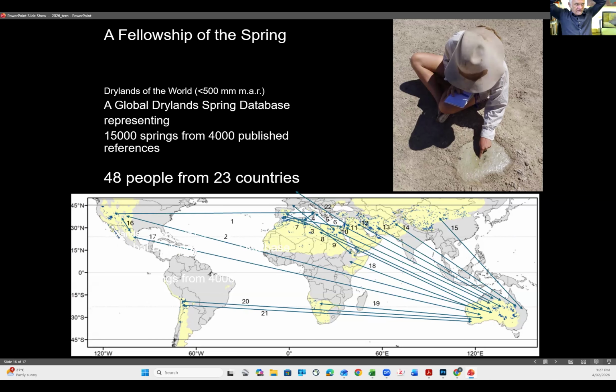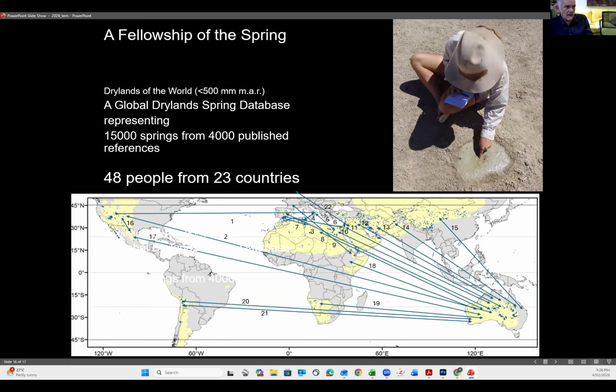So I set about pulling together everything we know about springs in the drylands of the world, which is the part with less than 500 millimeters rainfall, depicted in pale yellow on this map. And I just trawled the literature over many, many, many lonely nights and organised the data to make a map of springs across these areas and coordinate the published literature in relation to keywords and topics. So we now have a reasonable understanding of what we know about springs around the world.